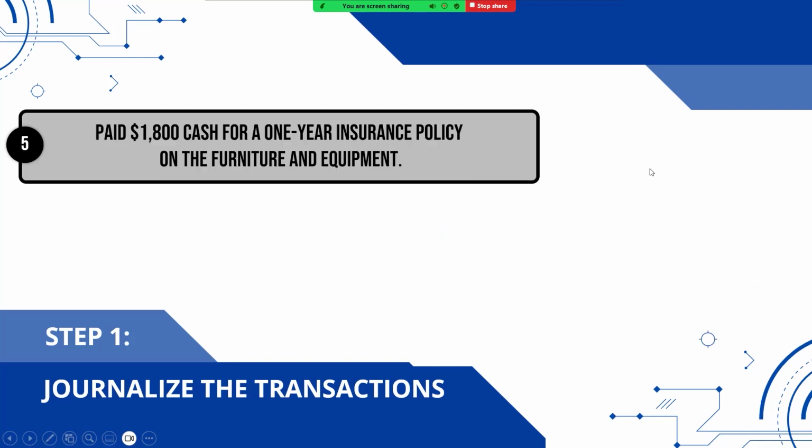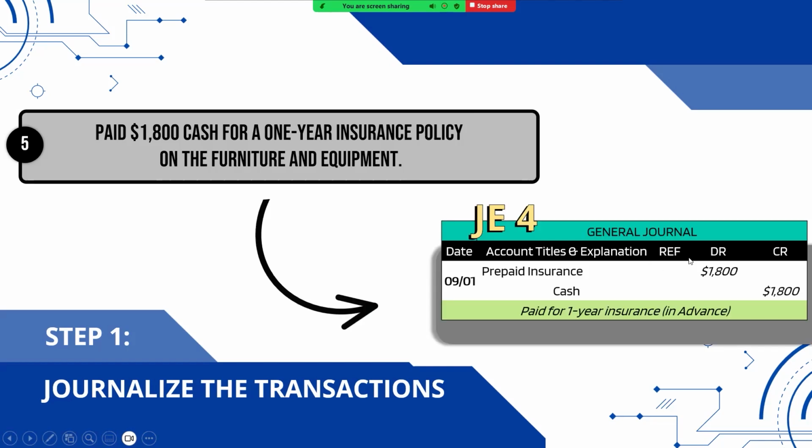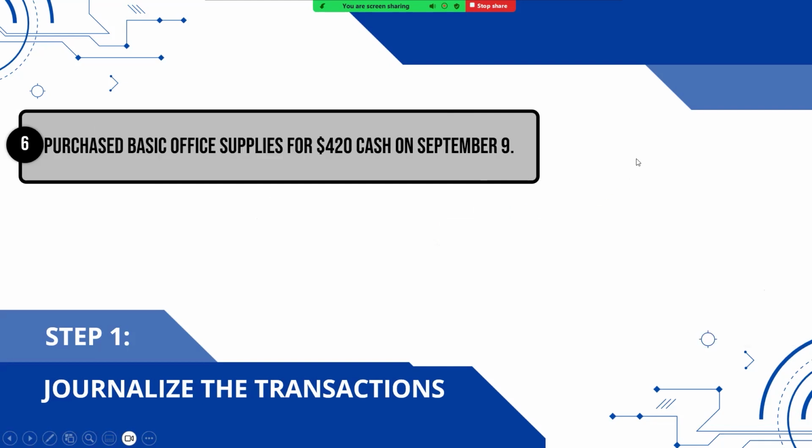Number 5 is more about our insurance policy. So as you can note that it's a 1-year insurance policy. So there is a future economic event. And therefore, this would fall under the idea of a prepaid asset, particularly prepaid insurance worth 1,800. And therefore, since we paid it in cash, that would be credit cash of 1,800.